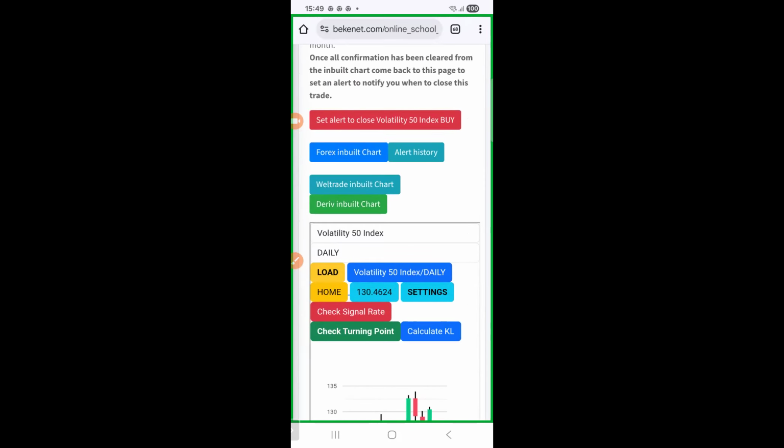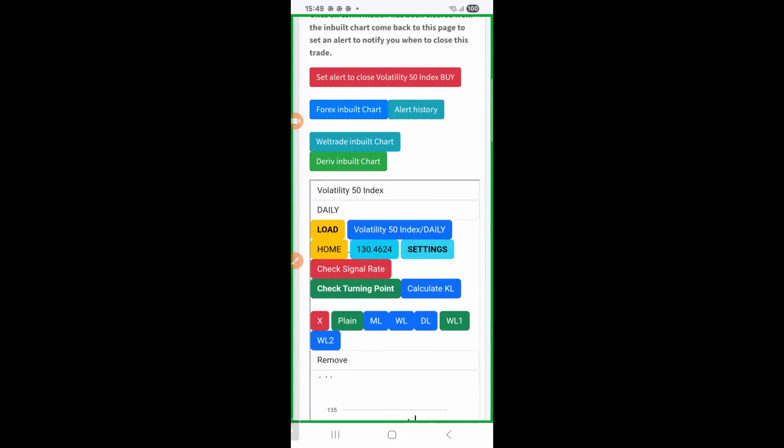Now I've tapped this, I click on settings. Now this is loaded and I want to see. All of these buttons you're seeing here, where you have ML, WL, DL, WL1, WL2. ML is monthly key level. WL is weekly key level. DL is daily key level. And this other one, WL1, is previous week level, and then the other week as it is. So I'm going to go straight.